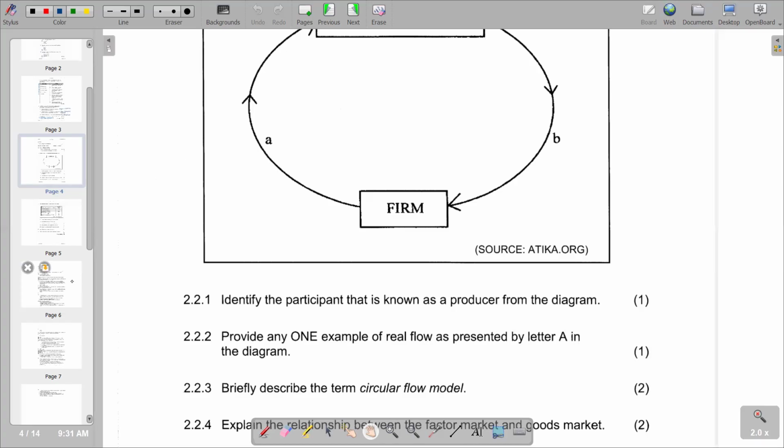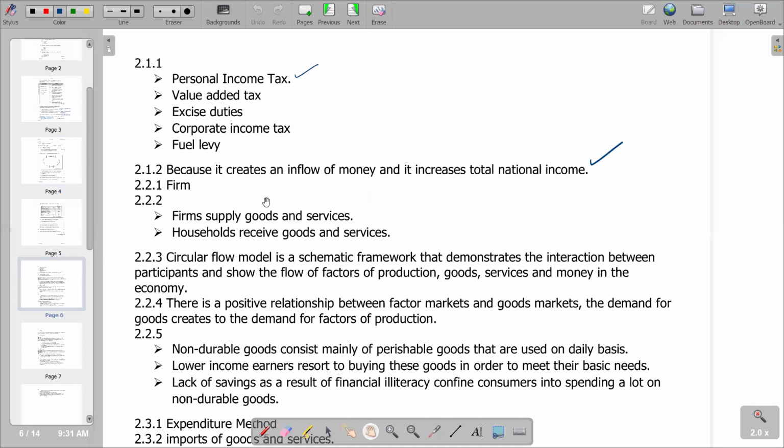So if we refer back to our answer section, you'll see that in the form of reflow, we've got firms supplying goods and services, or we've got households receiving goods and services. So basically, we are saying goods and services indicate the reflow. So this is what we have. Then we'll go to the next part of our question.